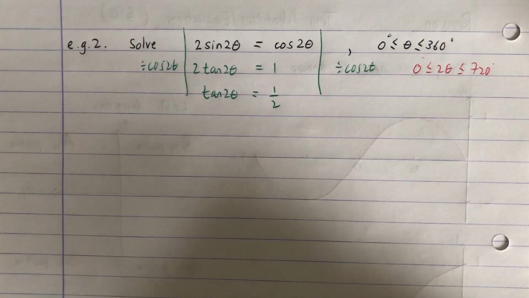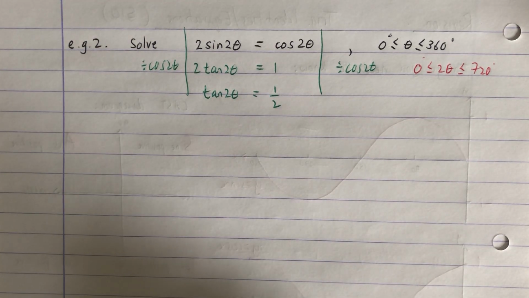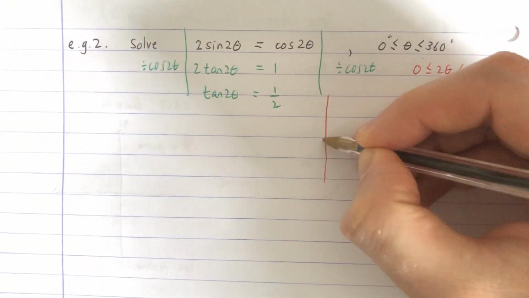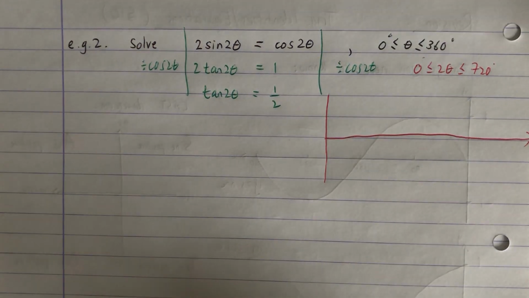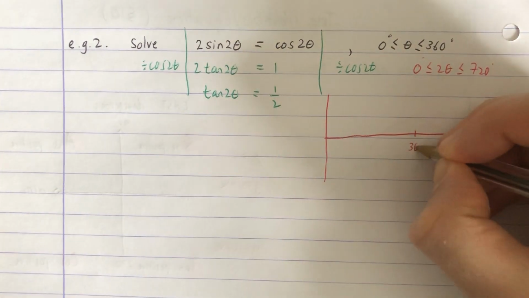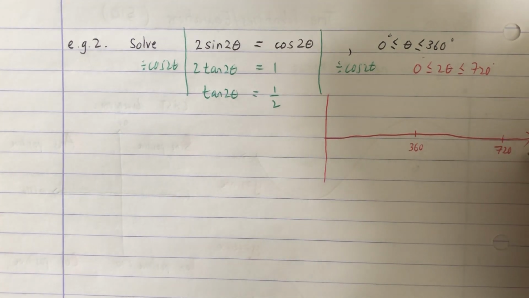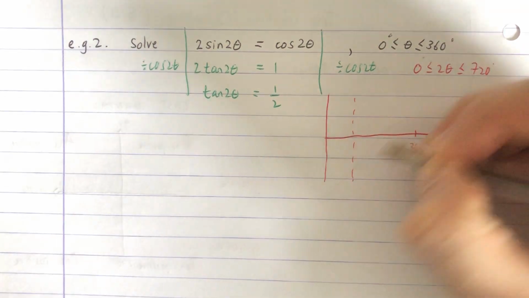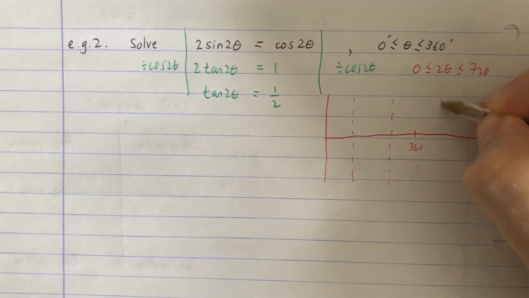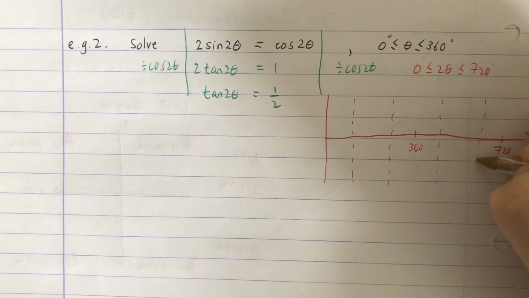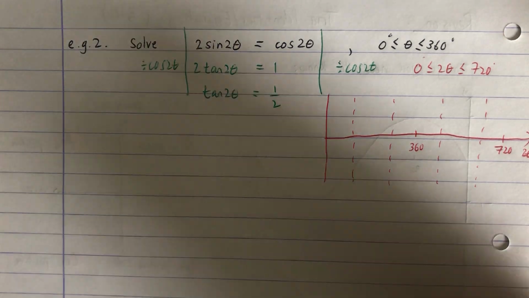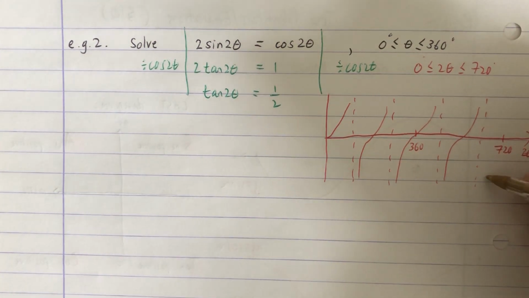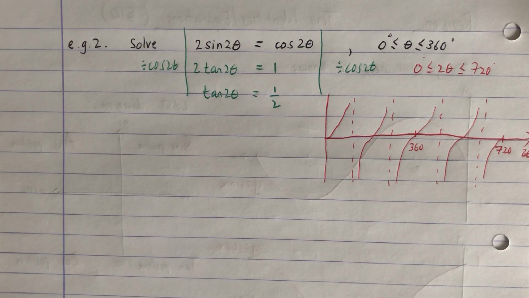And then I've got 2 different options to do this. I'm going to draw a sketch actually of the curve and then show you how to do this. So I need to go from 0 to 720, and that's 2 theta is what I'm drawing. Tan has some vertical asymptotes, and then tan would be looking something like that, between 0 and 720.